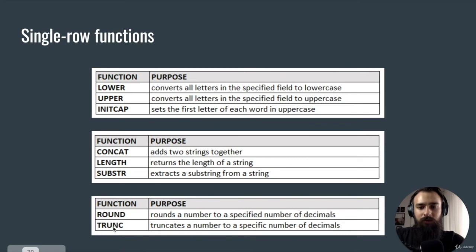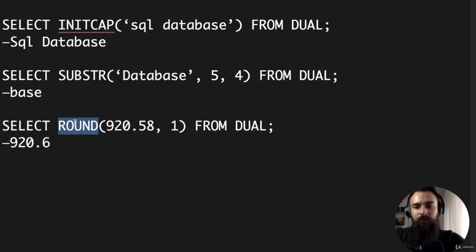The trunc function is similar, but it will truncate the number to a specific number of decimals. So if you use here the function trunc, then the result will be 920.5 because it will truncate the number.